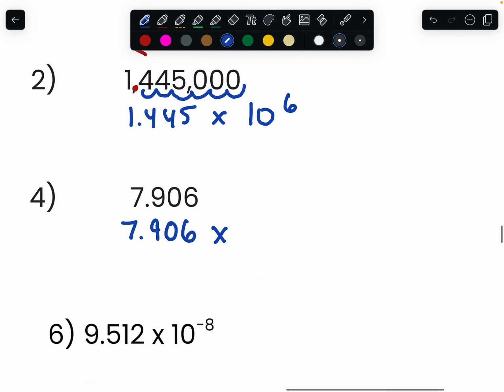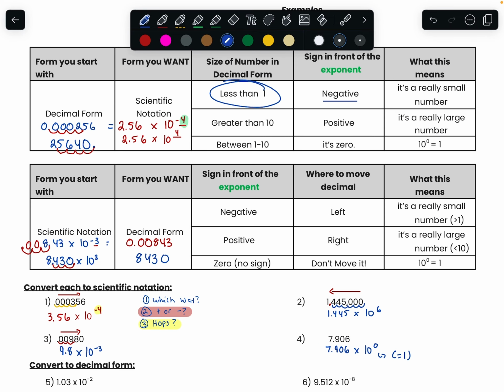So I'm just going to multiply 7.906 times 10 to the 0, because 10 to the 0 just equals 1. So that just keeps the number the same. If the number is already between 1 and 10, we don't need to really mess with it too much. Just multiply it by 10 to the 0. So for this rule up here, this decimal form number is already between 1 and 10, so that's 0. That's what our exponent would be.